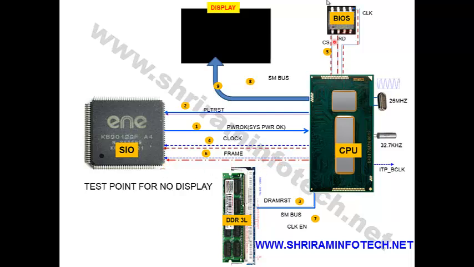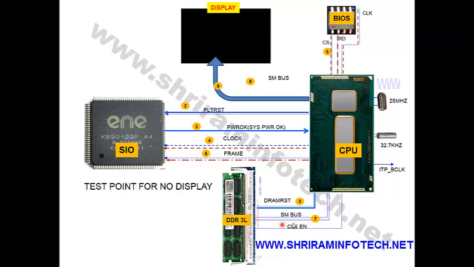If these pulses are not coming, then the possible fault could be the BIOS. You have to flash the BIOS and check. If you flash the BIOS and still the pulses are not coming, then the possible fault could be again in the CPU. So it's like that. Next, if the frame signal is coming, then the next signal you have to check is called the SMBus.